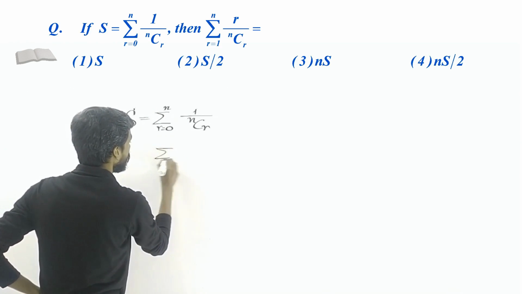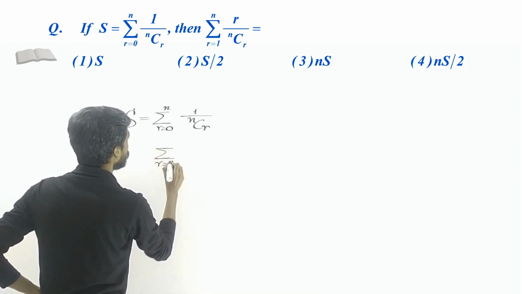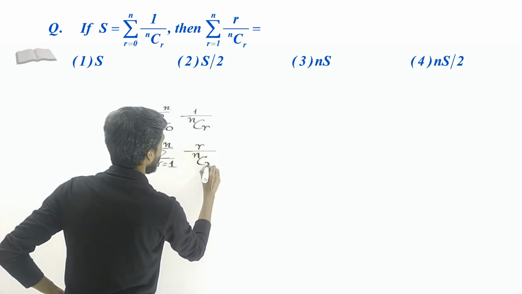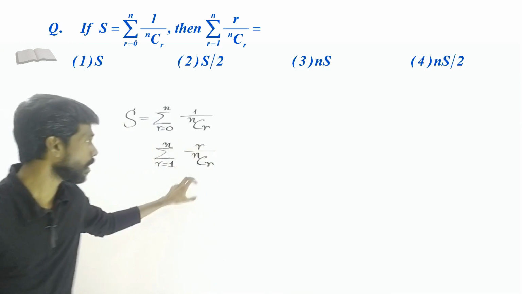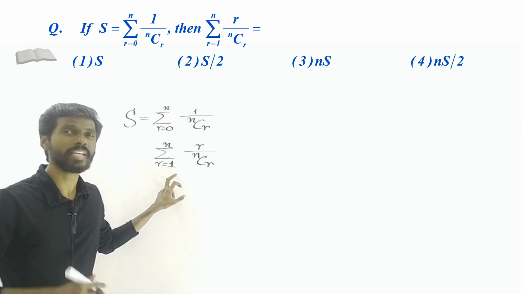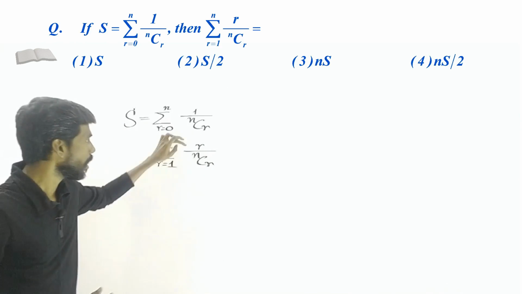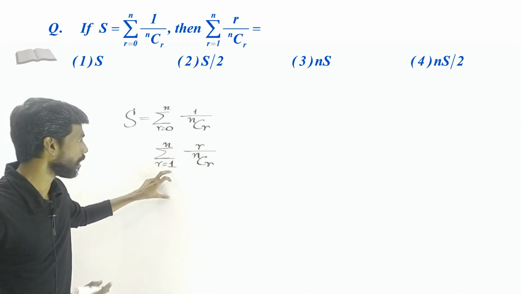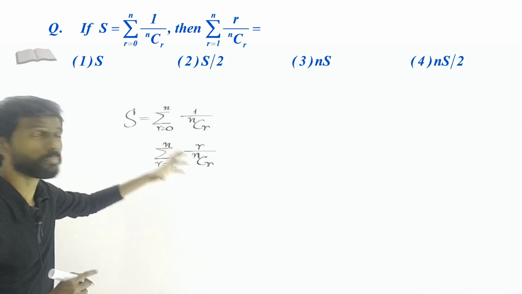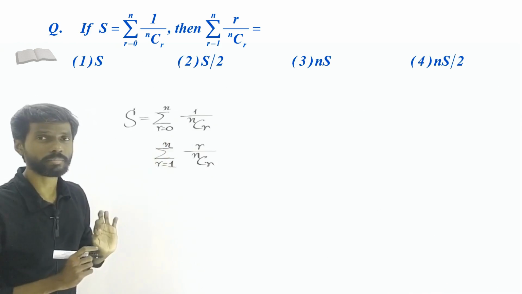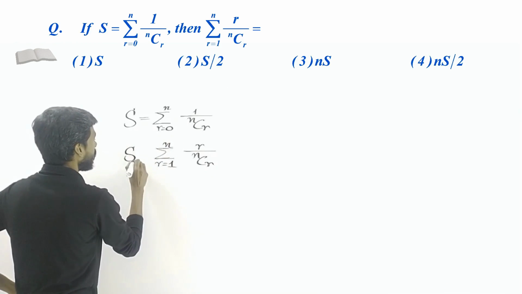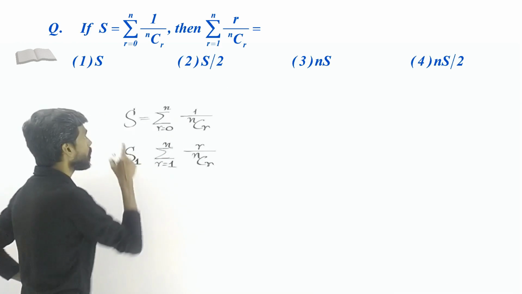So sum of r from 1 to n, r divided by nCr. This is what we have to find: 1 by nC1, 2 by nC2, 3 by nC3, etc. Here r starts from 1 to n. Even if it starts from 0, it doesn't matter, because if you substitute r as 0, the first term is anyway 0. So we can write it as 0 to n or 1 to n; both have the same value. So this we have to find. How to find this series? Suppose this series is taken as some S1. So S1 you have to find in terms of S.